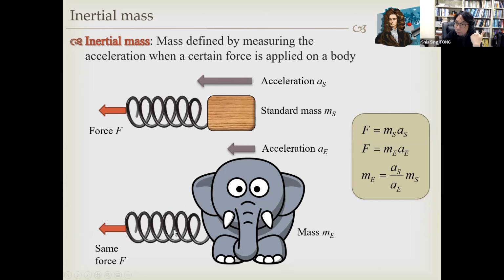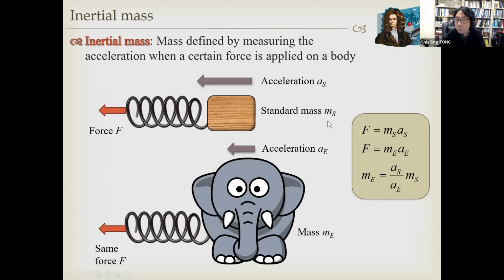Now let us apply the same force. The same force can be adjusted because when I know a specific property of a spring, I can always use the same extension of the spring to produce the same force. So I can adjust my extension to adjust the force applied on the body. So I'm using the same force now, but I'm pulling another object. And this elephant has an unknown mass ME. This mass I don't know. But I found that this elephant is accelerating with acceleration AE, which I can measure.